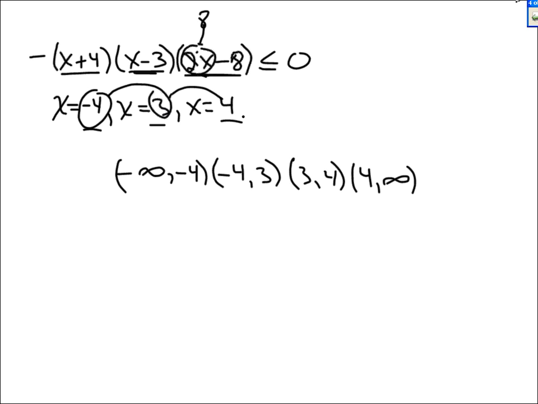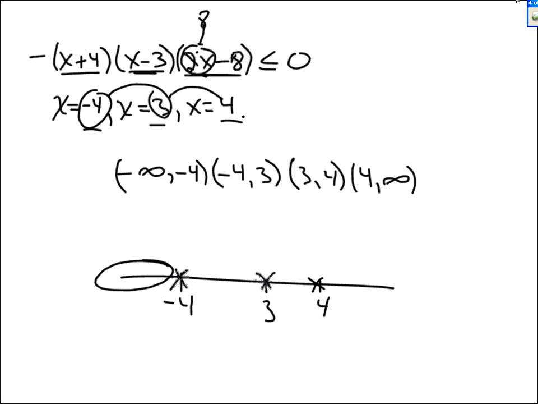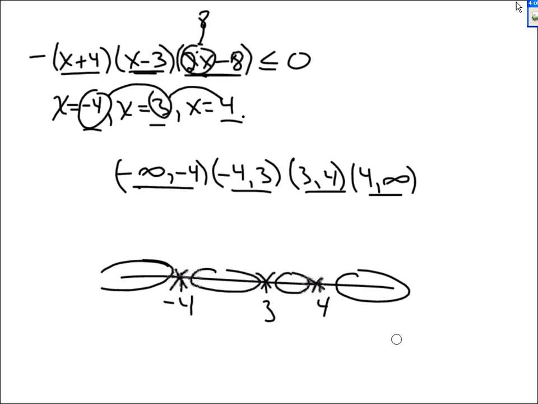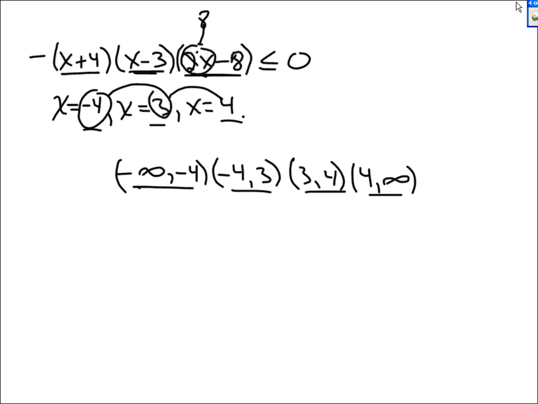If that part was hard for you, don't worry. Draw a number line, put -4, 3, and 4. And you can't be these numbers. Well, you can be less than -4, which is that interval. You can be in between -4 and 3, which is that interval. You can be in between 3 and 4. You can be more than 4, which is that interval. If that makes it easier, fine. Just get it correct.